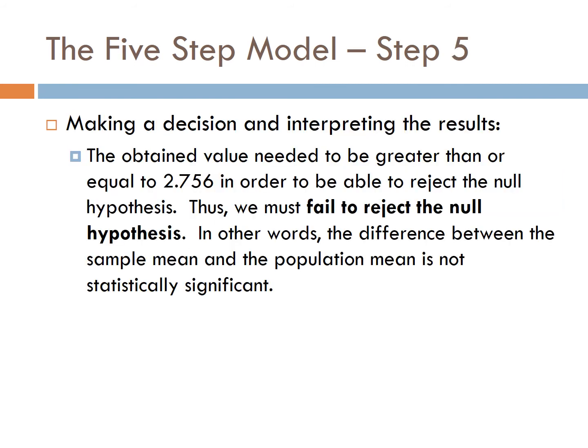So you make a decision and interpret the results. The obtained value needed to be greater than or equal to 2.756 in order to reject the null hypothesis. Thus, we must fail to reject the null hypothesis. In other words, the difference between the sample mean and the population mean is not statistically significant. Also, if we had just used an alpha of 0.05, it still would not be statistically significant because it's below 1.96.